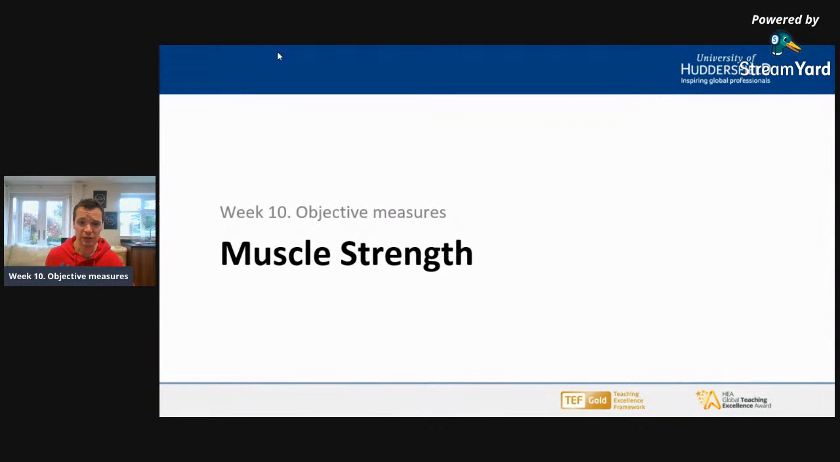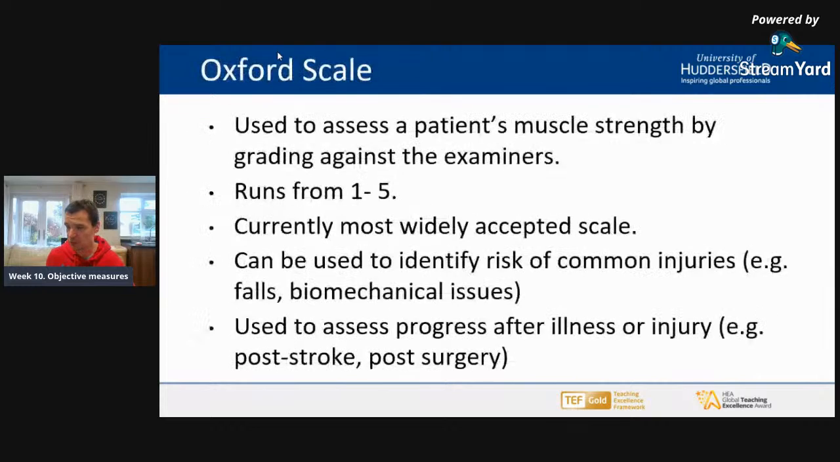In terms of muscle strength, there's quite a number of things available to us. I know one of the things you did in your anatomy practicals, those of you that have done them already, and those of you that will do them later on in the year, is a very subjective scale. It runs from 1 to 5, 5 being the strongest. It is the most widely accepted scale that's out there, so it is used quite a lot.